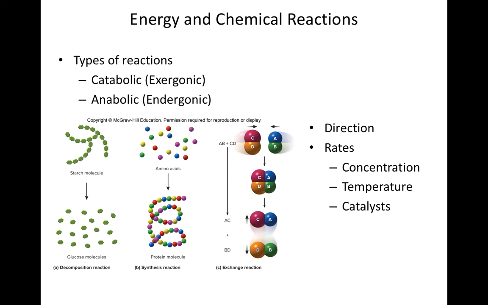And then lastly would be your catalysts. And in terms of the human body, catalysts are enzymes. These are things that help the reaction proceed faster. So all of those will come into play in terms of how quickly our reactions are going to proceed.